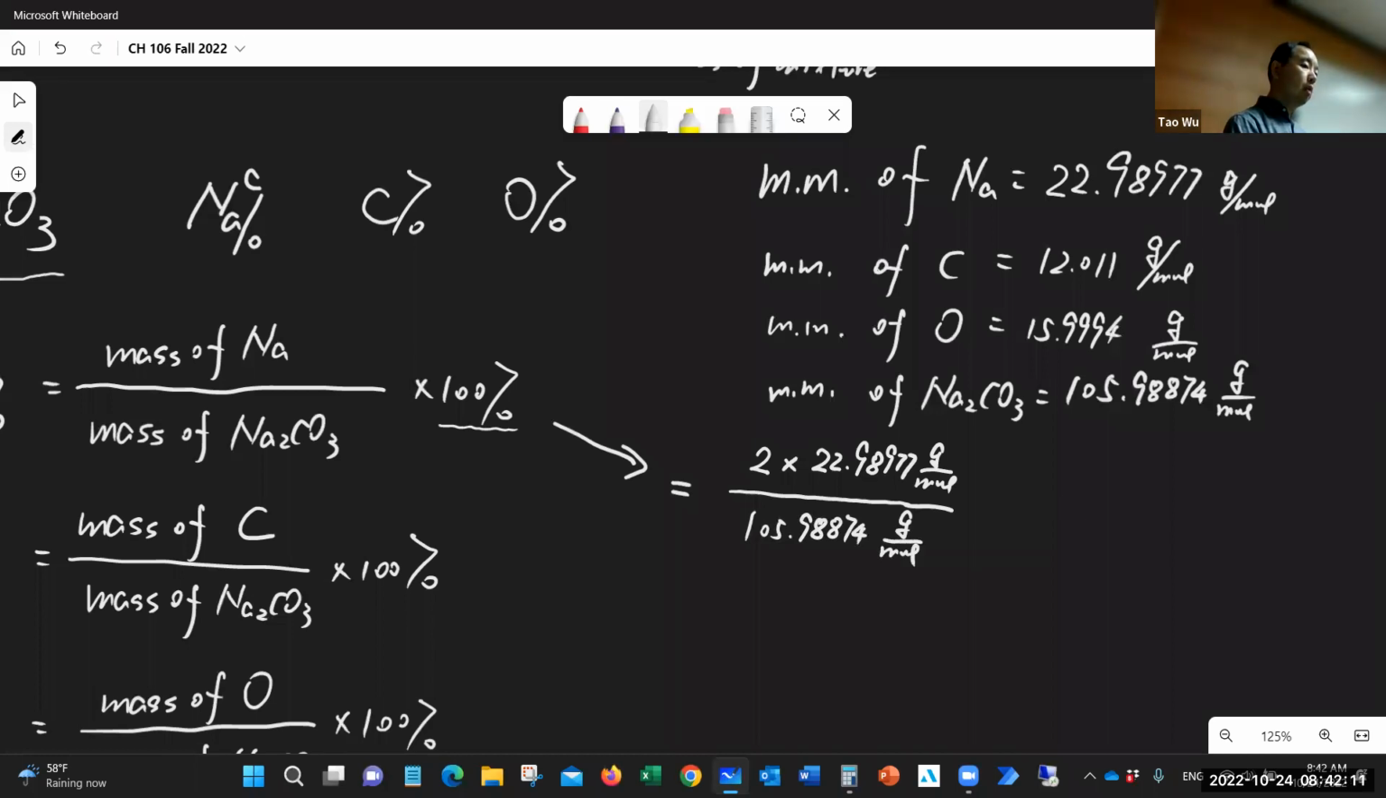Now, this number divided by this number, the units all cancel, which means there's no unit. So that is why the percent is always unitless. The only thing left over is a percentage, okay? And also you times 100%. So now let's just do the calculation.